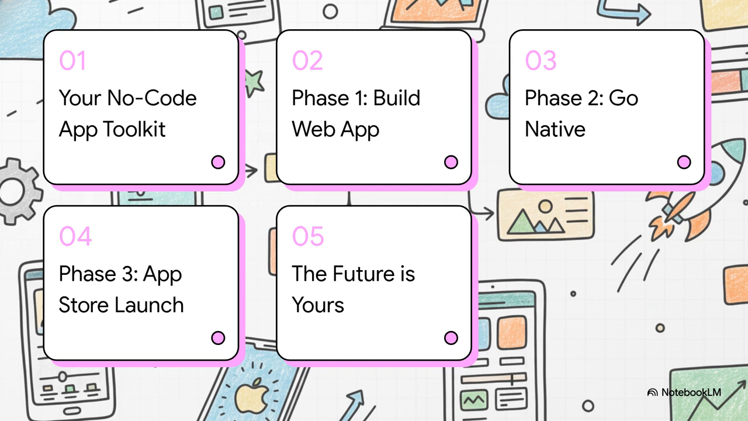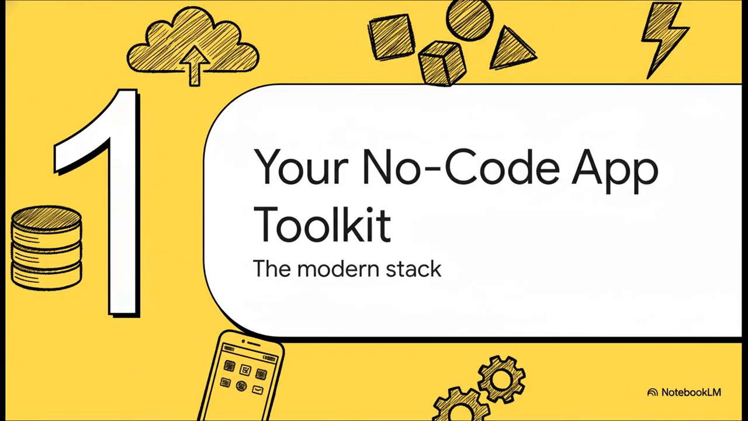Okay, so here is our game plan. First, we'll go over the no-code toolkit you'll need. Then we'll walk through it phase by phase, building the app, making it native for iOS, and then the final push to the App Store. And we'll wrap up with what this all means for the future. All right, let's kick things off with your no-code app toolkit.